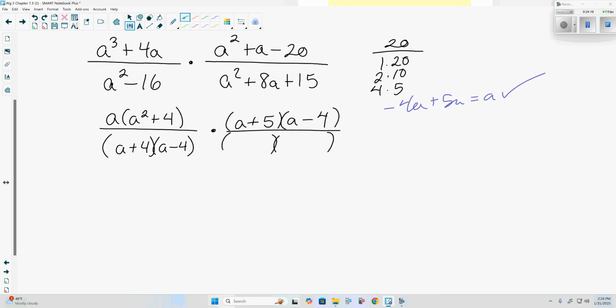A squared plus 8a plus 15. Third term's positive, so signs are the same. Match sign in middle term. A squared is a and a. Factors of 15: 1 and 15, 3 and 5. And if we check it, a times 5 is 5a. 3 times a is positive 3a, giving us the positive 8a we wanted.